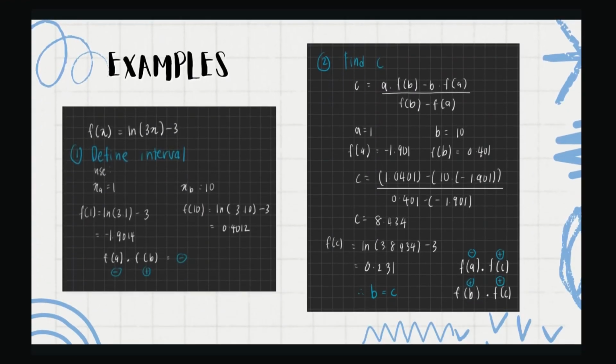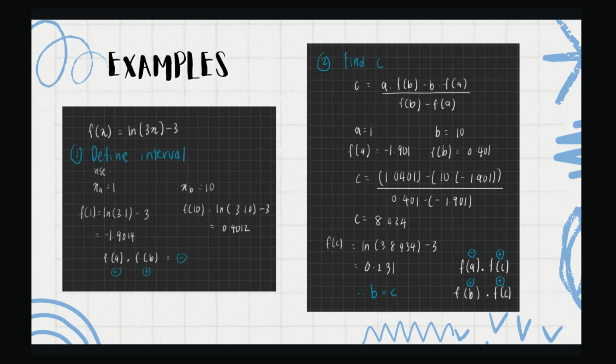Let's take a look at an example. Given f(x) is equal to ln(3x) minus 3. The first step is to define the interval, and we will use xa equal to 1 and xb equal to 10. By substituting back the values of x, we'll get a negative value for fa and a positive value for fb. This means that fa times fb is less than 0 and the line only cuts the x-axis once.